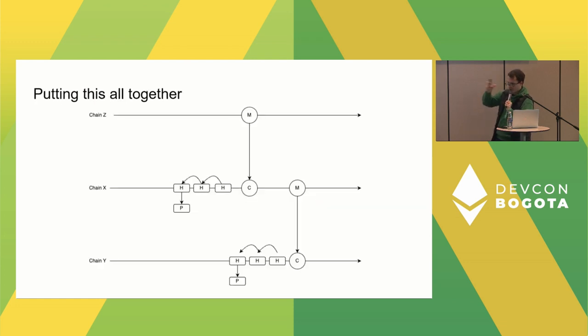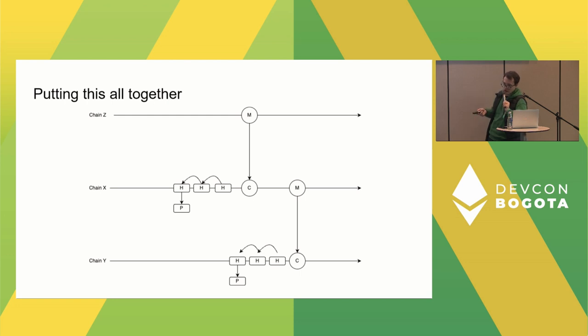Okay, went through quite a lot of things. Let's put this all together. Let's imagine we have three chains and we want to have interoperability between them. So we have chain Z, chain X, and chain Y. It all starts with a message, aka commitment. We send a message in order to get the commitment. Let's say that we send a message from chain Z to chain X, because on chain X we want to access the state of chain Z.